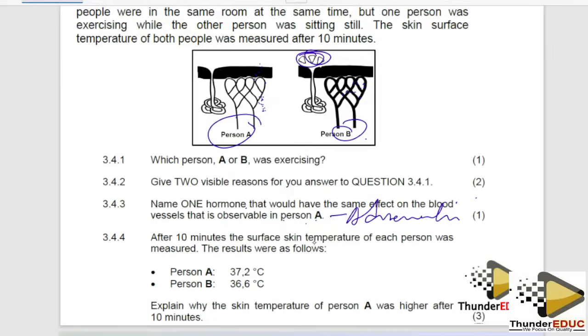After 10 minutes, the surface skin temperature of each person was measured. If the surface skin temperature was measured, what does it mean? Explain why the skin temperature of person A was higher after 10 minutes. And person A was the one who was exercising? Let's find out.